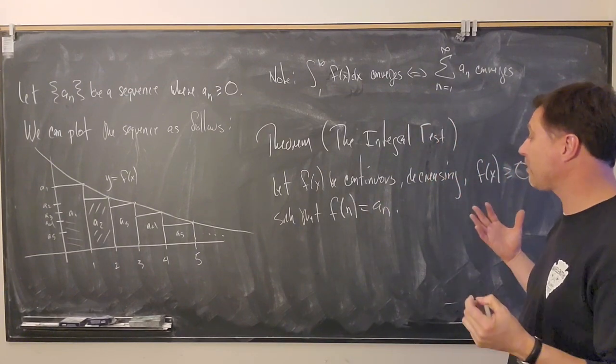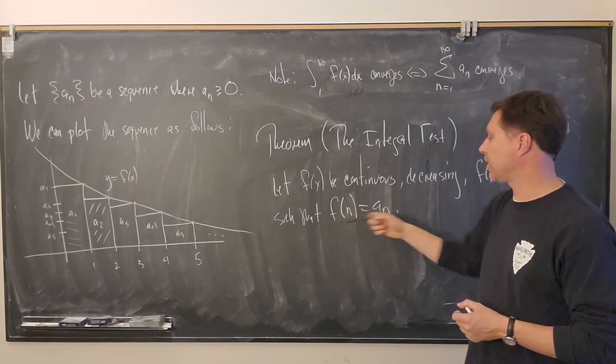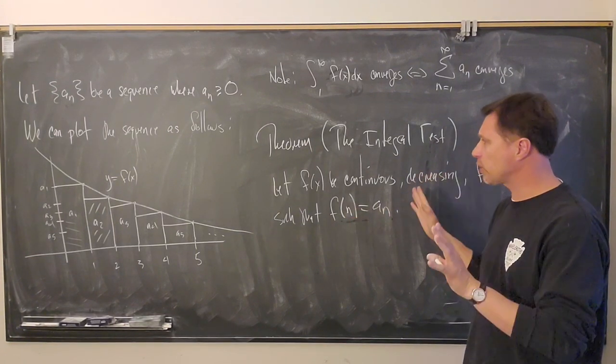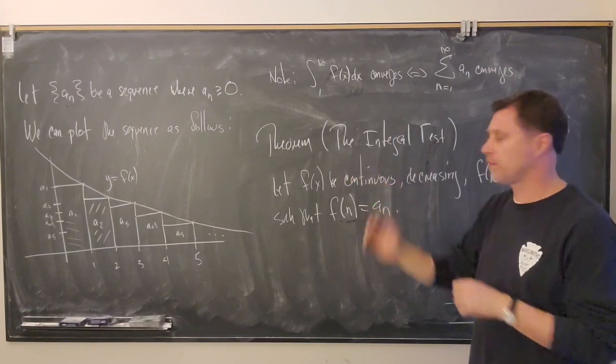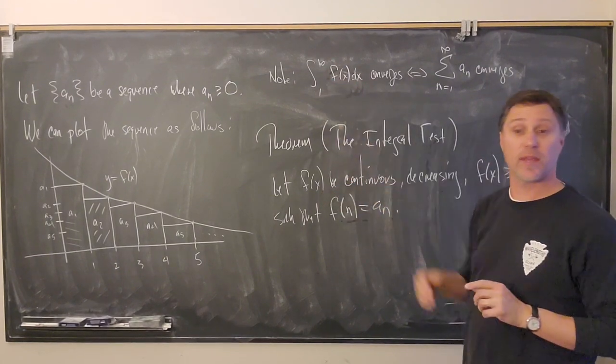So what we have then, this is just saying that we've got the associated function, right, when f of n is equal to a sub n. And the conditions that we need to make all of this work, we need f of x to be continuous, decreasing, and have a graph above the x-axis.